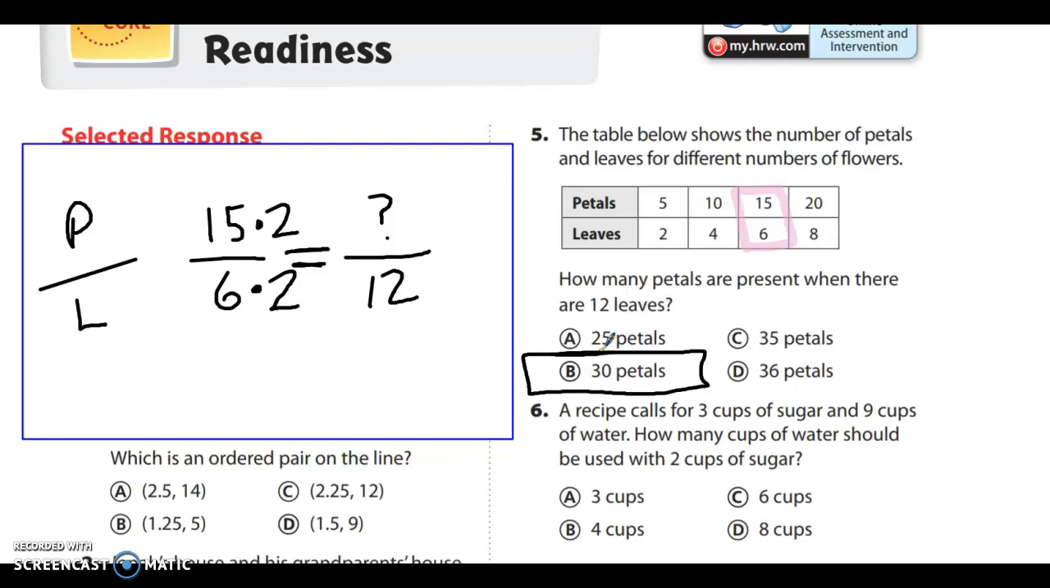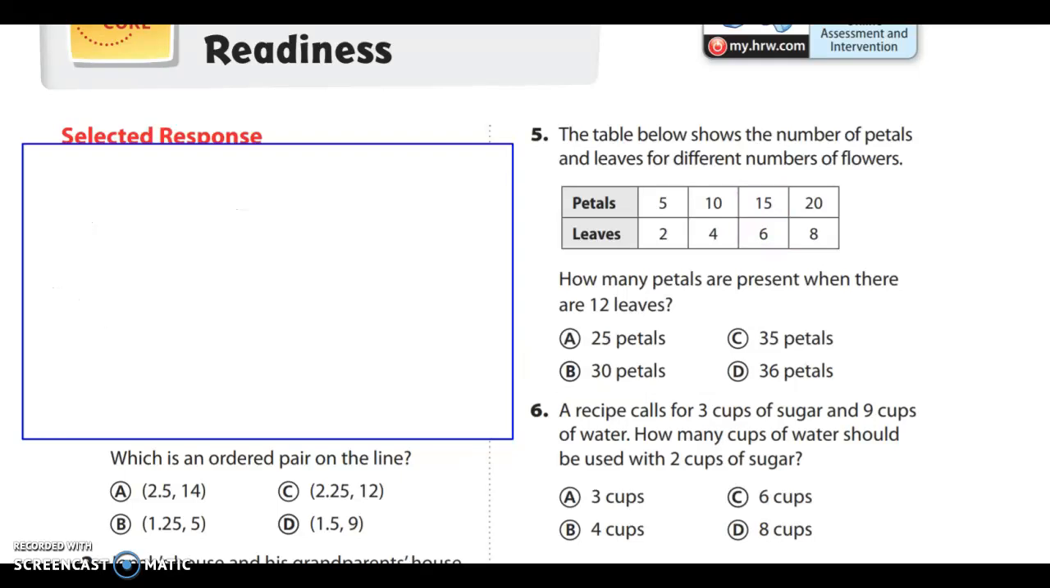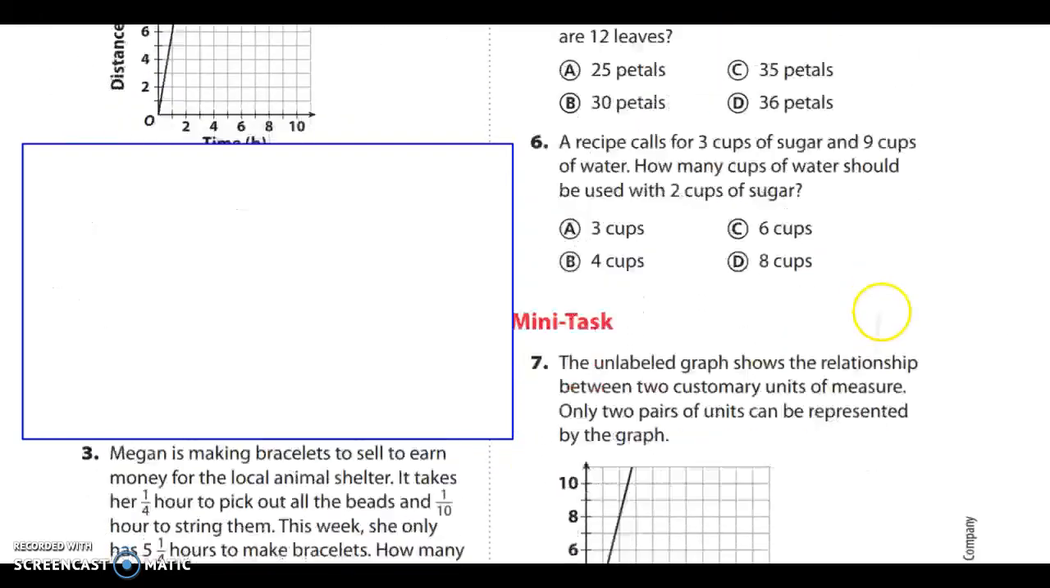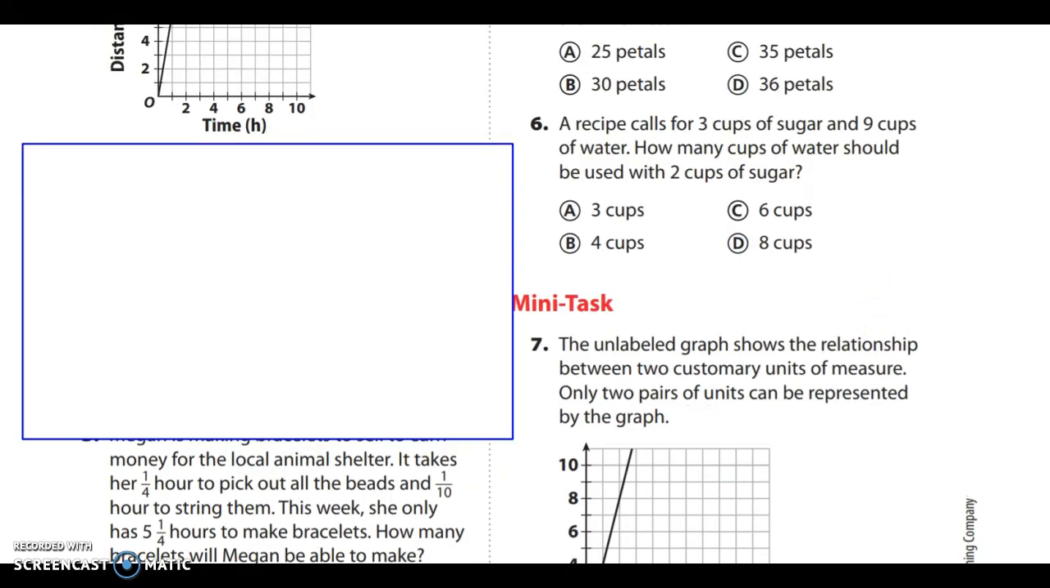All right, again, make sure you understand that strategy. All right, number 6. A recipe calls for 3 cups of sugar and 9 cups of water. How many cups of water should be used with 2 cups of sugar?